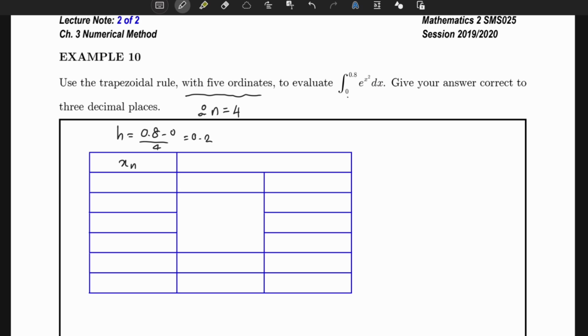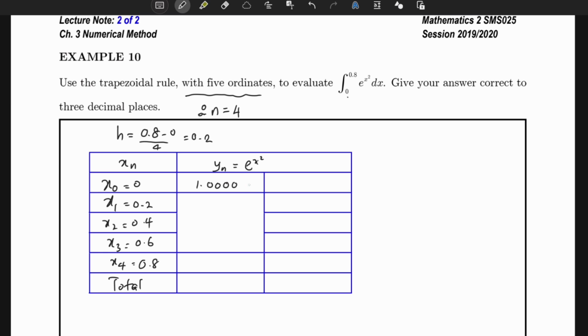So we have the table here. This is your xn, and this is your yn, which is the function itself, e to the power x squared. We start off with x0 as 0, x1 is 0.2, x2 is 0.4, x3 is 0.6, and x4 is 0.8. The last row will be the total. So press your calculator. So this is 1.000.